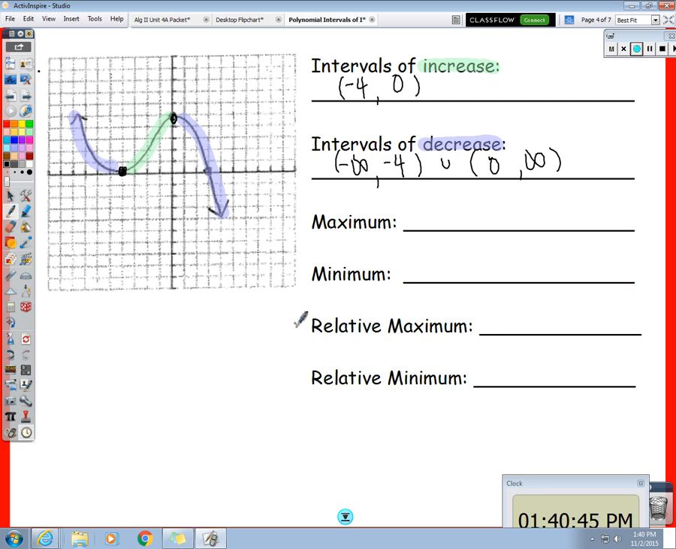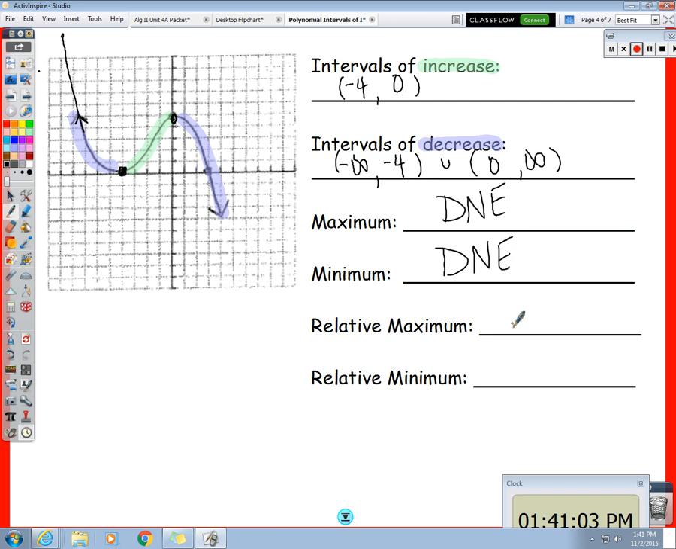All right, is there a maximum? Okay, look. Here, this is an up arrow, so we could never find a highest point because as it goes left, it continues going up. So the maximum does not exist. What about a minimum? Nope, does not exist.